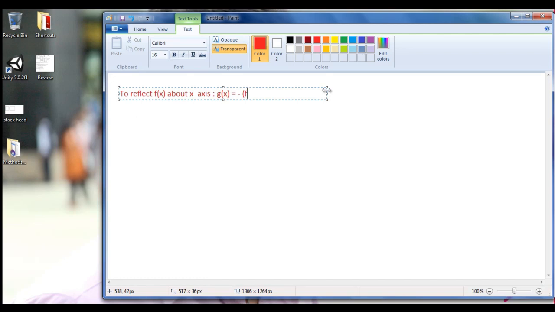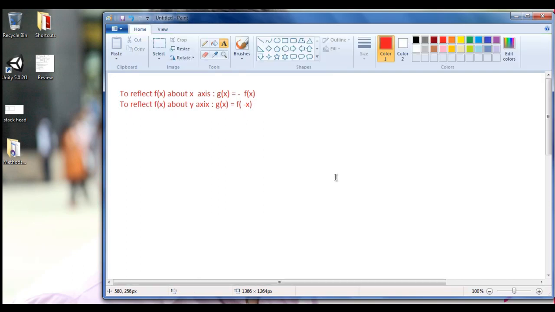You have to subtract or multiply by -1, or negate the function. That's it, f of x. To reflect f of x about the y-axis, that means horizontally, if you want to flip, then g of x is equal to f of -x. You have to negate the angle itself.